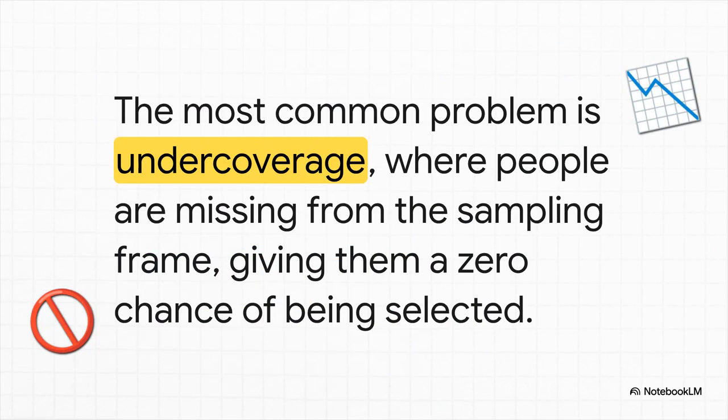But here's the catch. Those perfect lists, they almost never exist. And that leads to probably the most common error in all of polling, something called undercoverage. If your master list of developers is just, say, a membership list for one professional group, you've automatically left out every single developer who isn't a member. They have a 0% chance of being picked. Your results are already biased before you've even asked a single question.